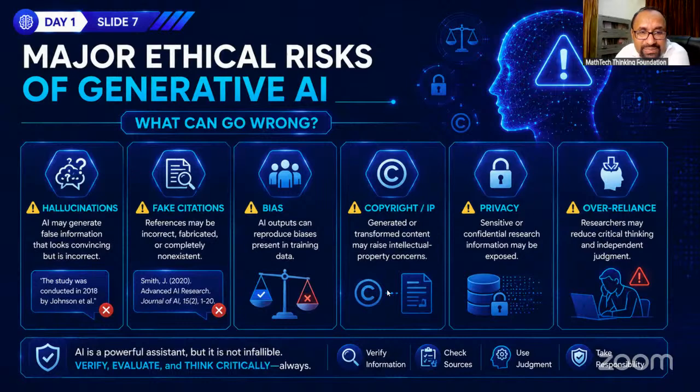Okay, so the first is hallucination. An AI model can produce information that sounds completely convincing but is factually incorrect. For the researcher, this can be particularly dangerous. Imagine that an AI system gives you a citation for an important theoretical result. You include it in your paper without verification, but later discover that the paper does not exist.